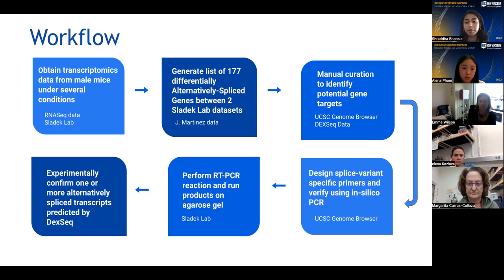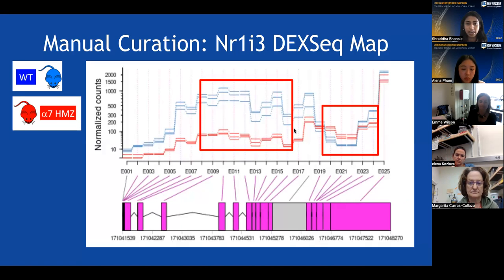So I'm going to go through a bit more detail about how I'm going to do this. Here on this slide, we see a DEXseq map. This DEXseq map is the statistical tool that I mentioned using before. It essentially just aligns RNA reads, RNA sequences, and normalizes this data, so it's much easier to see. So here we see the blue line which represents the wild type mouse, and the red line, which represents the alpha-7 isoform mice.